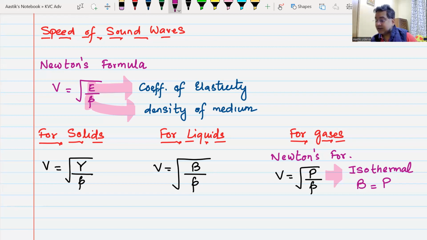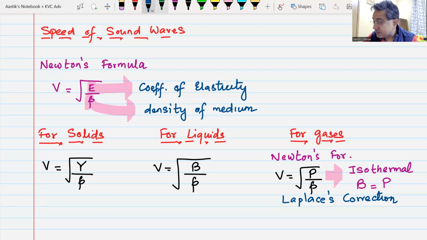Then came the next gentleman. Who was the next gentleman? Laplace. And he corrected this formula. So it is known as Laplace's correction or Laplace's formula for the speed of sound, and he gave this formula: V is equal to under root of gamma P by rho.